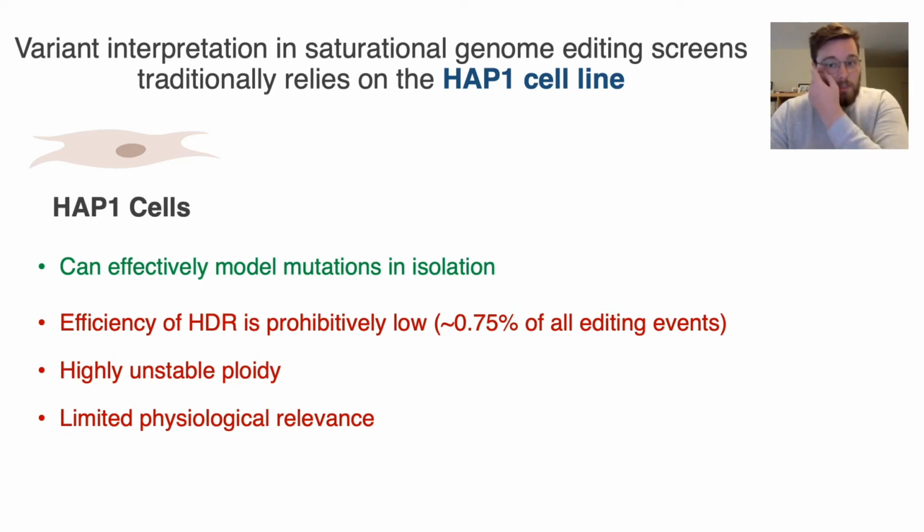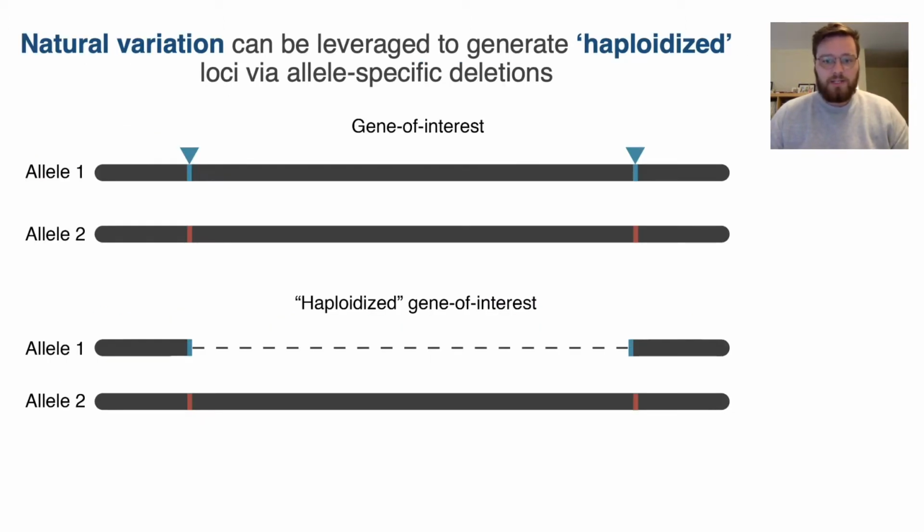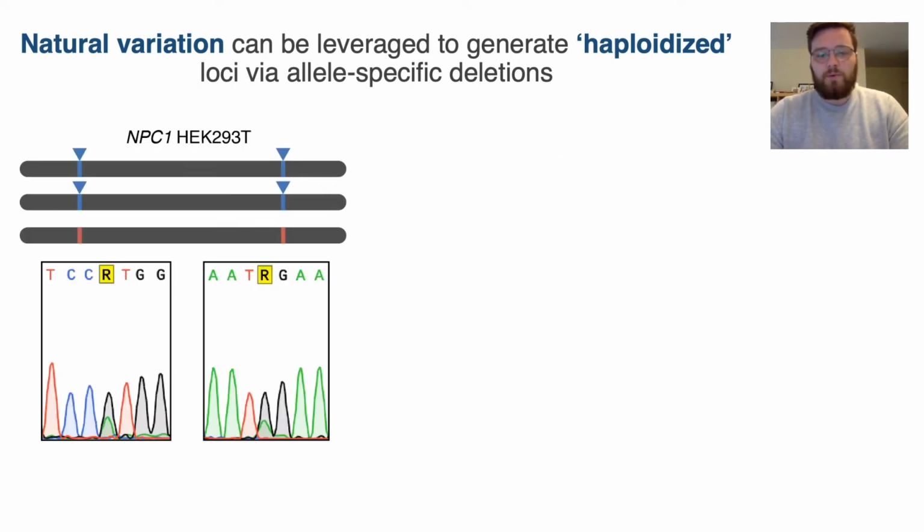So what I wanted to do was develop a strategy where we could get the benefits of the HAP1 cells while sidestepping some of those downsides. And the idea I had was to generate haploidized gene loci. And what I mean by this is that you take your diploid cell and you just generate an allele-specific deletion on one of the two alleles so that you would lose a fragment on one allele while the other one remains intact.